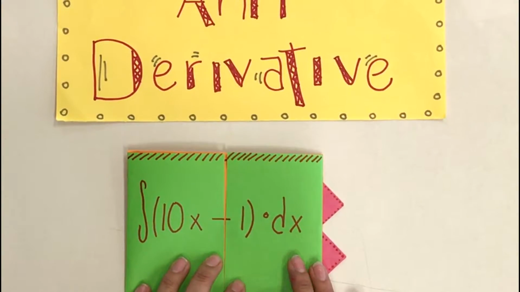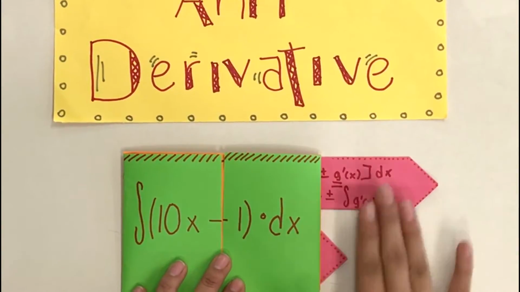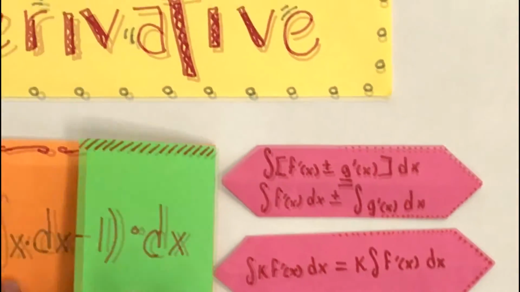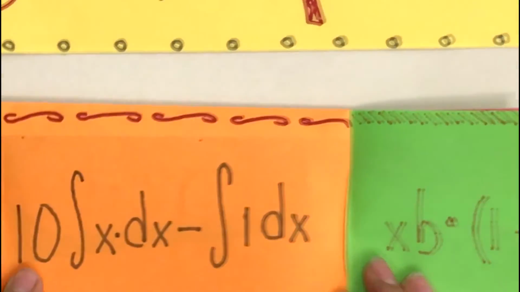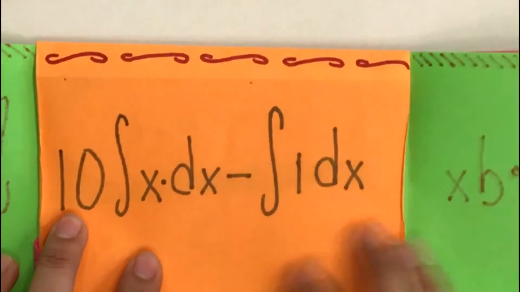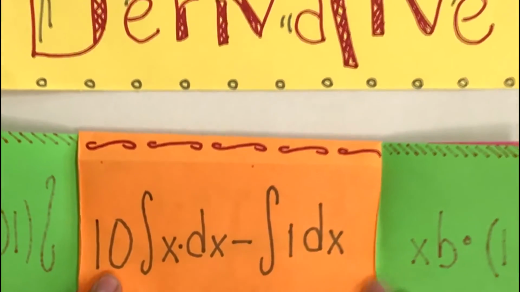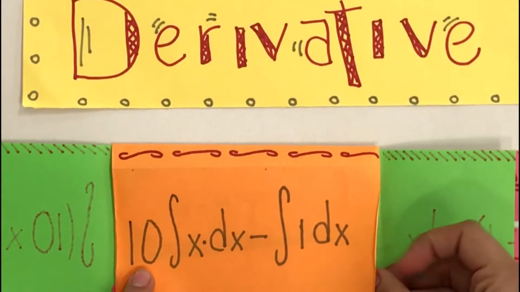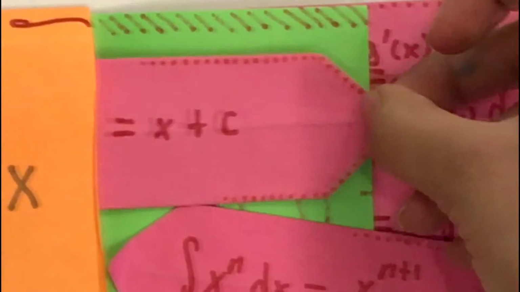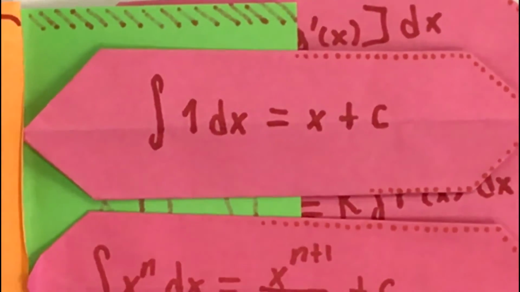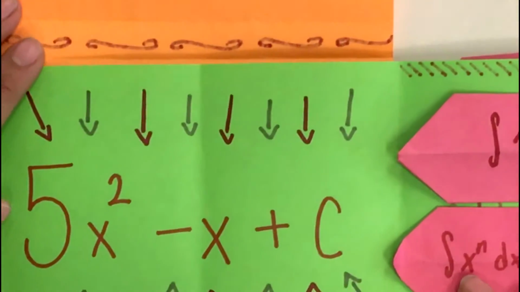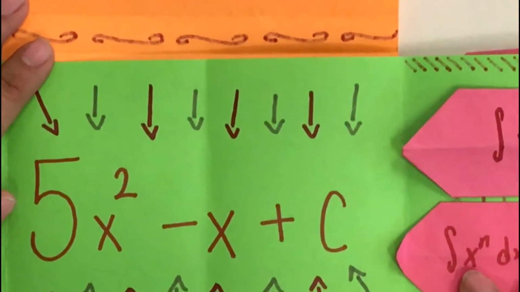Well, this is an example of the antiderivative. This is the integral, and we use two rules to obtain this function. And then it is 10 integral of x dx minus integral of 1 dx. Next we use two other rules to obtain the final function, or the original function, that is 5x squared minus x plus c.